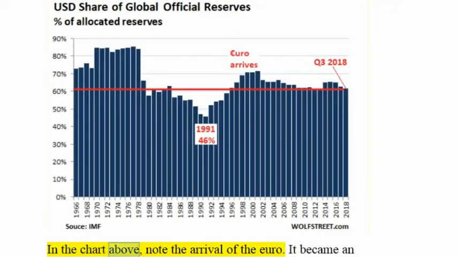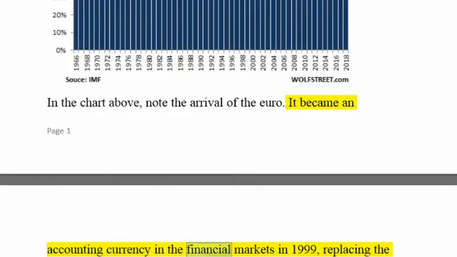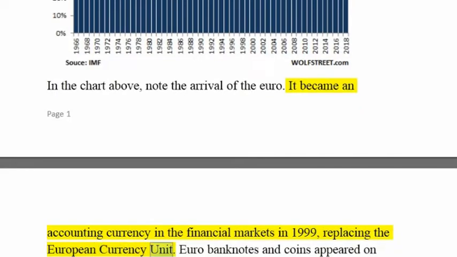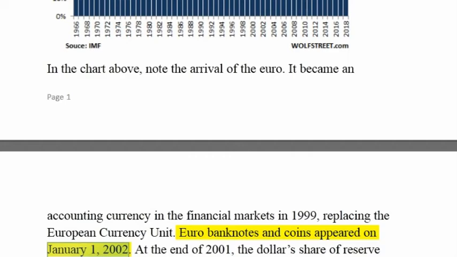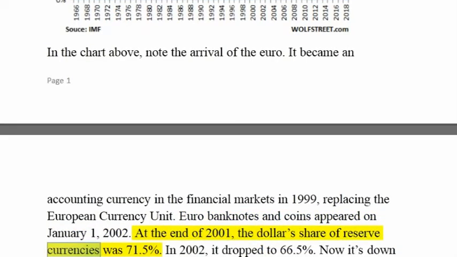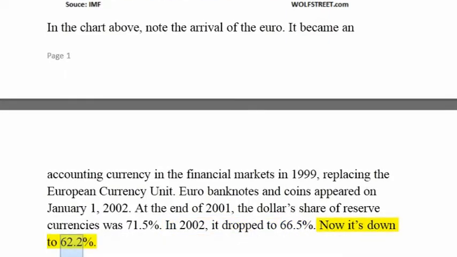In the chart above, note the arrival of the euro. It became an accounting currency in the financial markets in 1999, replacing the European currency unit. Euro banknotes and coins appeared on January 1, 2002. At the end of 2001, the dollar share of reserve currencies was 71.5%. In 2002, it dropped to 66.5%. Now it's down to 62.2%.